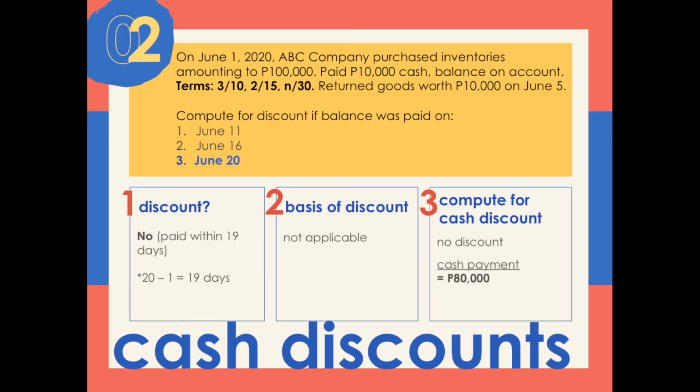Last, let's compute for the discount if the balance was paid on June 20. Let's check if the company is entitled to the discount. Since payment was made after 19 days, the company is no longer entitled to any discount, so the discount would be 0 and the company would have to pay 80,000 pesos on June 20.